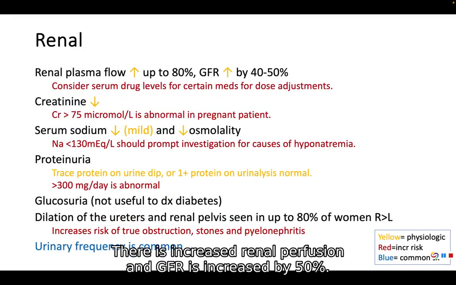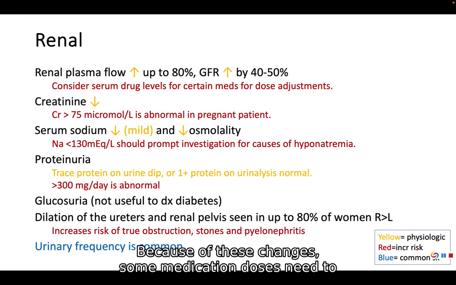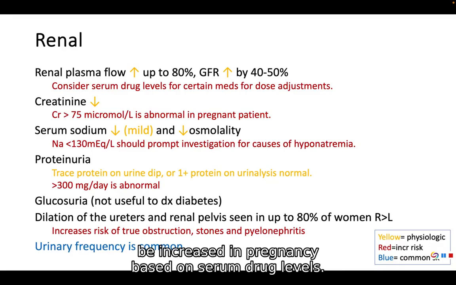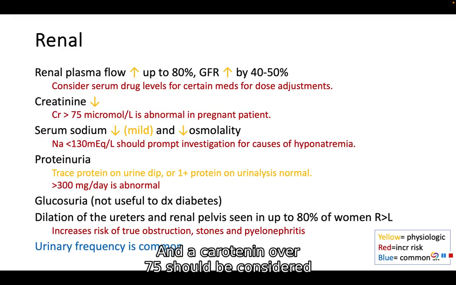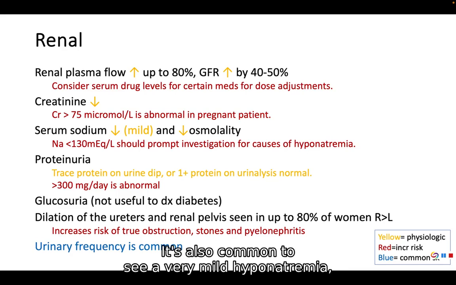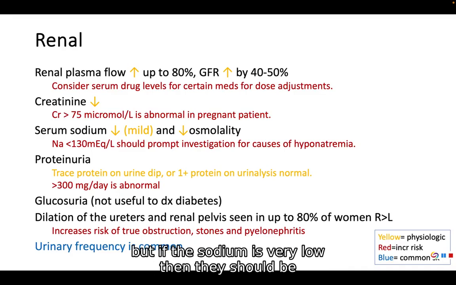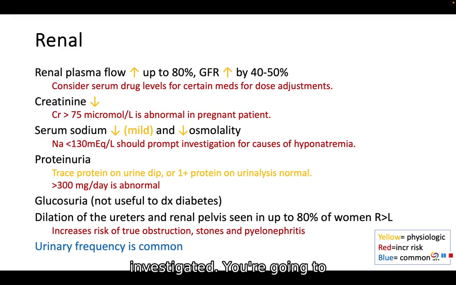There is increased renal perfusion and GFR is increased by 50%. This causes hyperfiltration and a decrease in creatinine. Because of these changes, some medication doses need to be increased in pregnancy based on serum drug levels, and a creatinine over 75 should be considered abnormal in a pregnant patient and warrants investigation. It's also common to see a very mild hyponatremia, although most will have a sodium in the normal range. But if the sodium is very low, then they should be investigated.